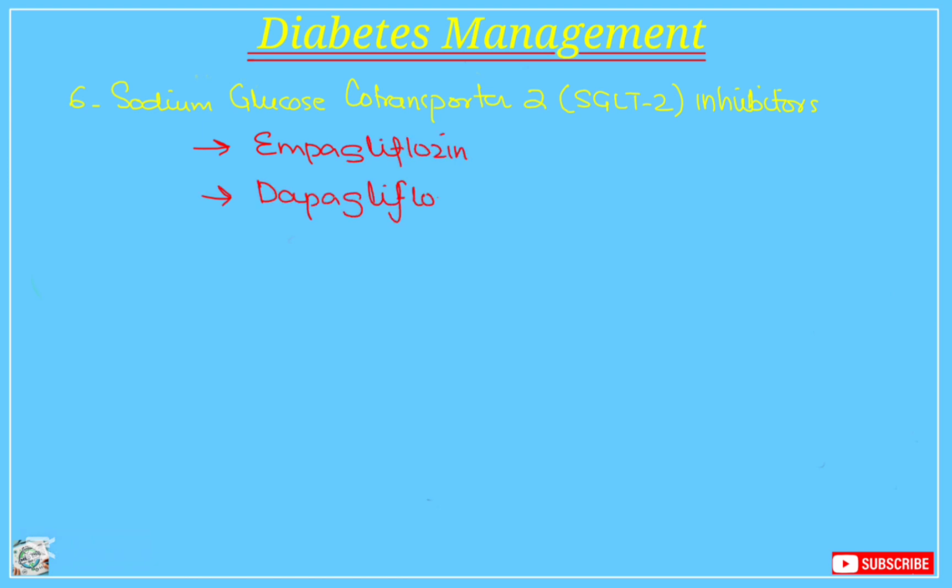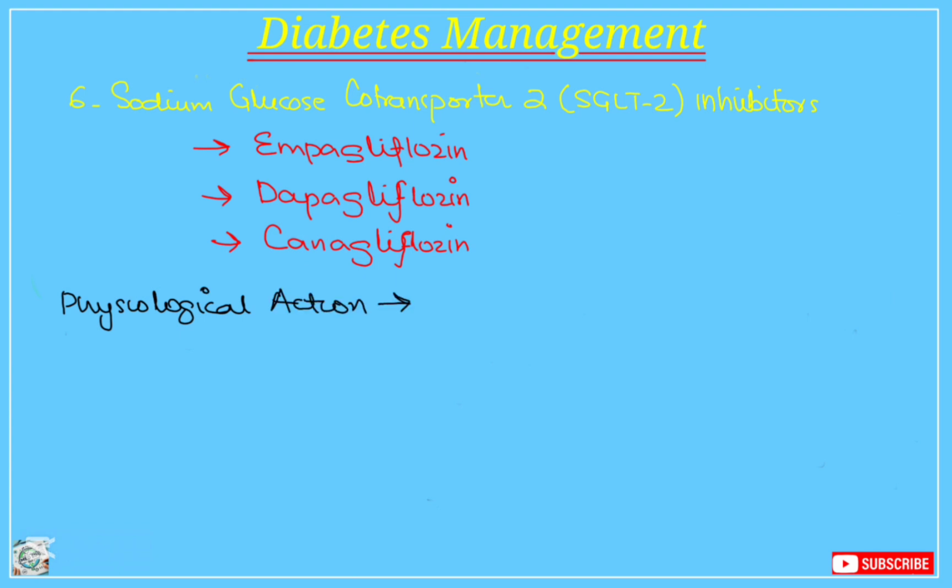The next class is an exciting one, sodium glucose cotransporter 2 inhibitors or SGLT2 inhibitors. This class includes empagliflozin, dapagliflozin, and canagliflozin. The SGLT2 inhibitors work by blocking the glucose reabsorption in the kidneys. Normally, glucose is filtered to the kidneys and reabsorbed back into the bloodstream. But by inhibiting the SGLT2 protein, these medications prevent the glucose from being reabsorbed. This results in the increased loss of glucose in the urine, a process called glycosuria.